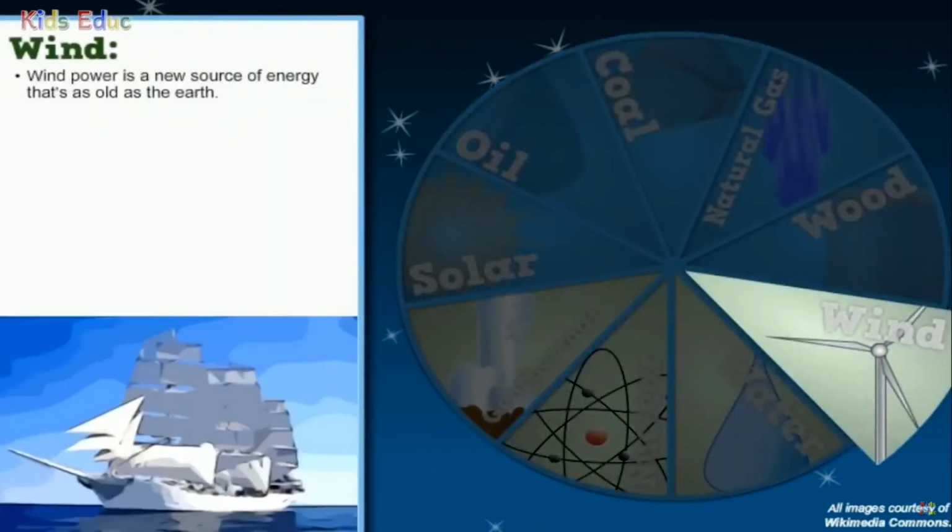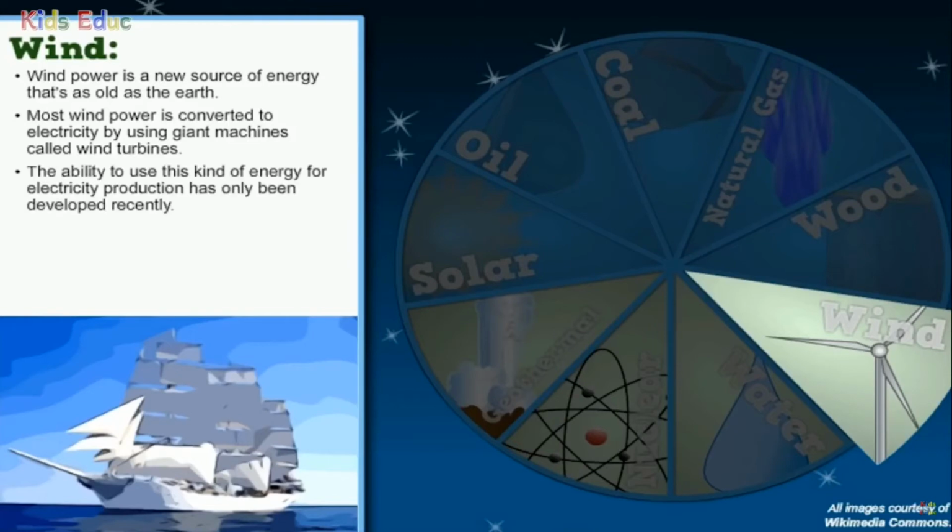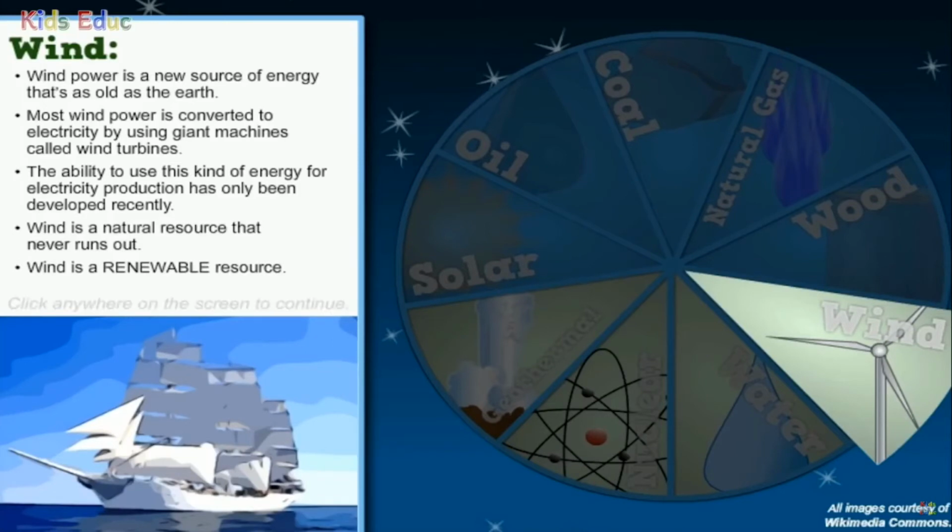Wind power is a new source of energy that's as old as the Earth. It's very strong. Try flying a kite on a windy day. Most wind power is converted to electricity by using giant machines called wind turbines. The ability to use this kind of energy for electricity production has only been developed recently. Because wind is a natural resource that never runs out, it is called a renewable resource.